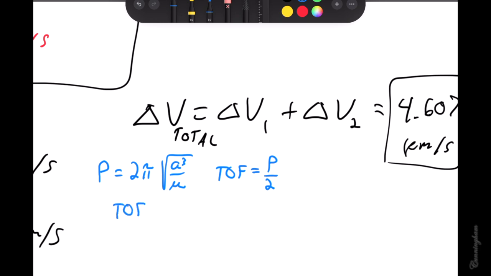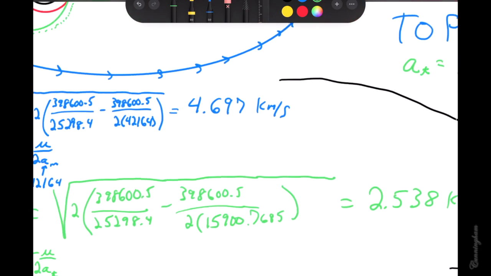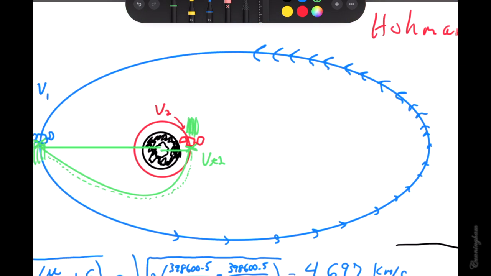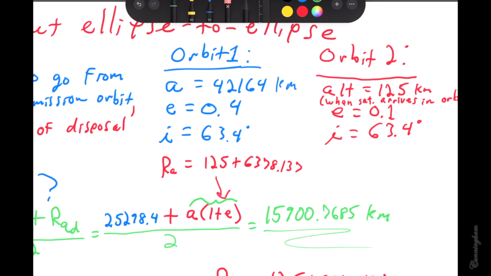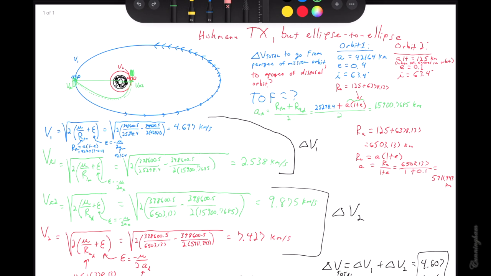So if I divide the period equation by 2, that cuts out the 2 pi and just makes it pi times a cubed over mu. Now, in keeping with my color coding, which A are we asking about? Well, which orbit are we asking about? Time of flight has to do with the transfer orbit. So we're going to use the A of the transfer orbit, which we found was 15,900.7685.